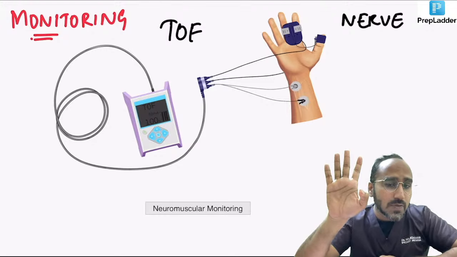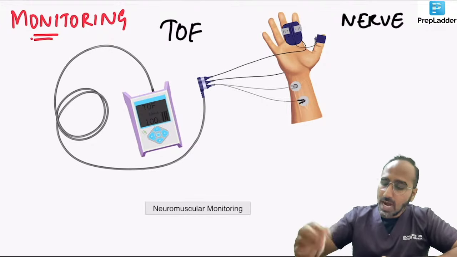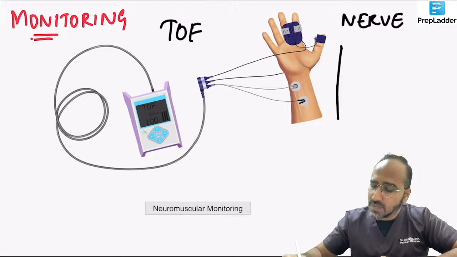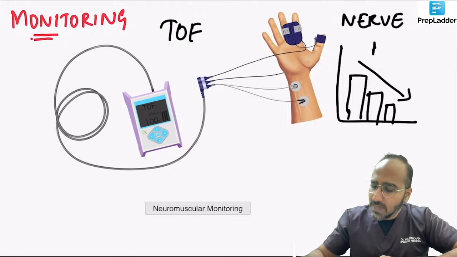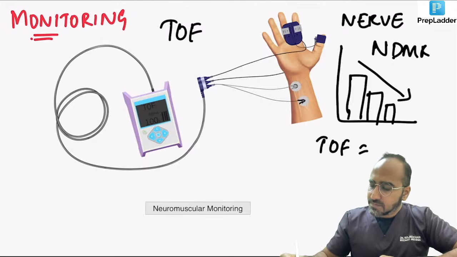So are you seeing 4 twitches over here? No. So how is the twitch response, guys? First twitch was coming like this, second twitch came like this, third twitch came like this, and the fourth twitch was gone. So basically, when a non-depolarizing muscle relaxant is given, how will the train of 4 be? You will see a fading effect.